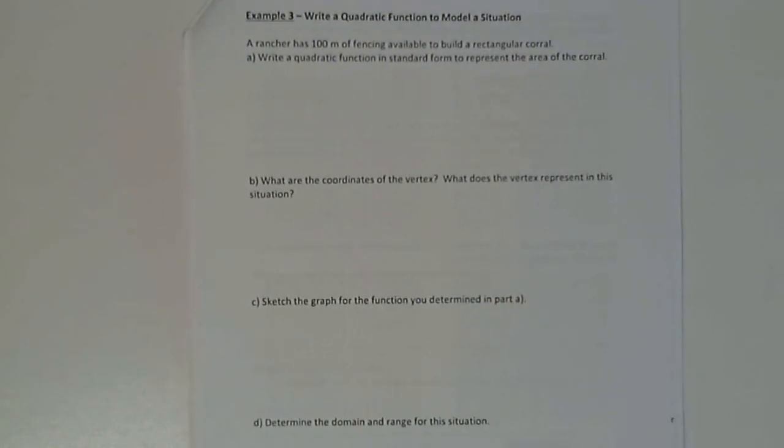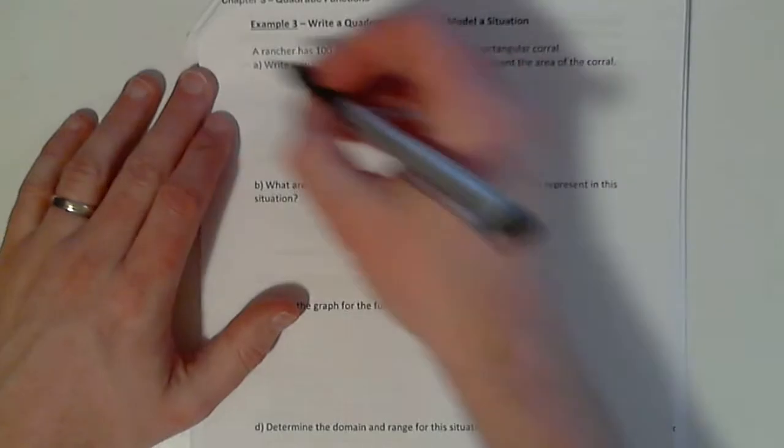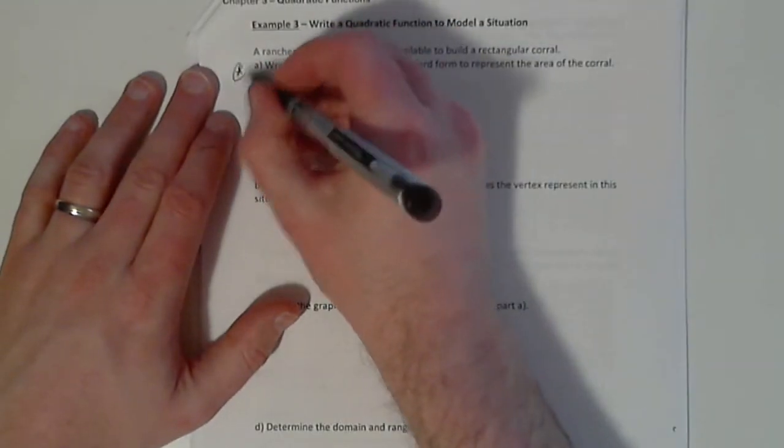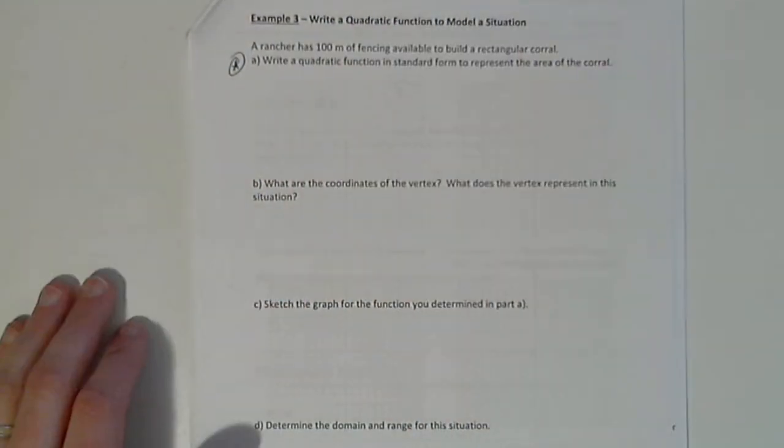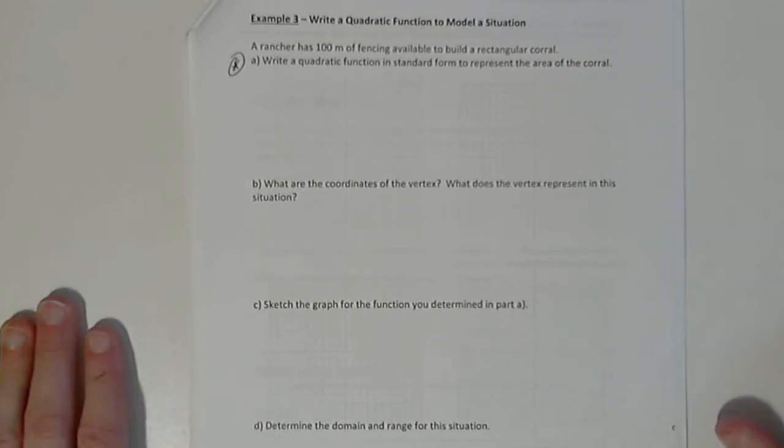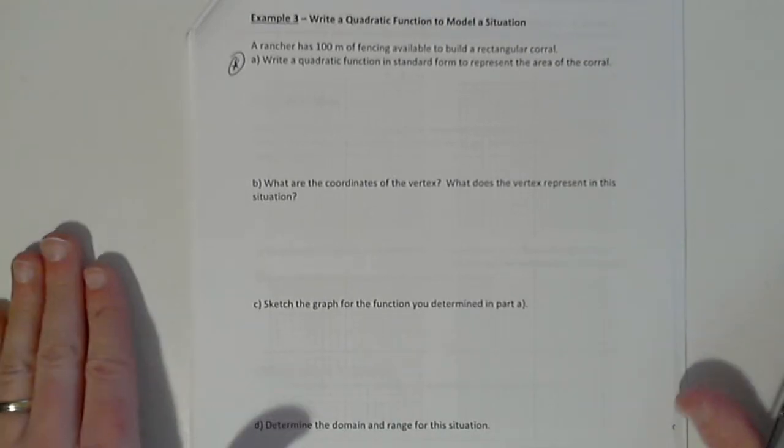Okay, let's try this one. A rancher has 100 meters of fencing available to build a rectangular corral. Write a quadratic function in standard form to represent the area of the corral. So this is new. We haven't actually come up with our own quadratics yet. We've only been using ones that were given to us. So this is one way they can come about. These are called maximization problems. So if you have a single restriction with an area problem, then you can actually create a maximization problem, which is a quadratic.